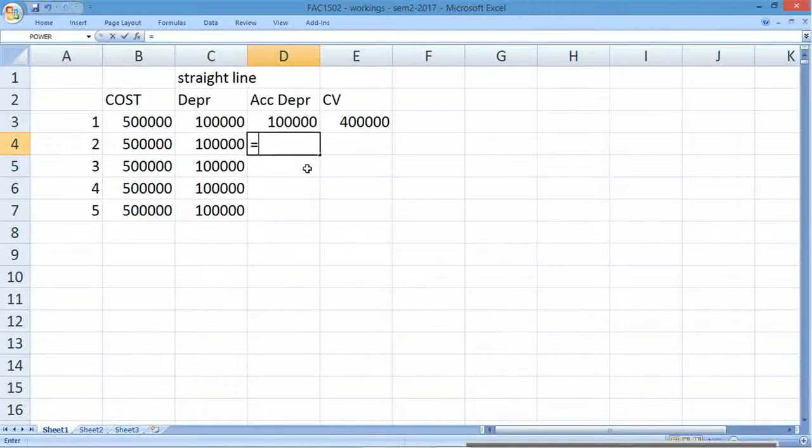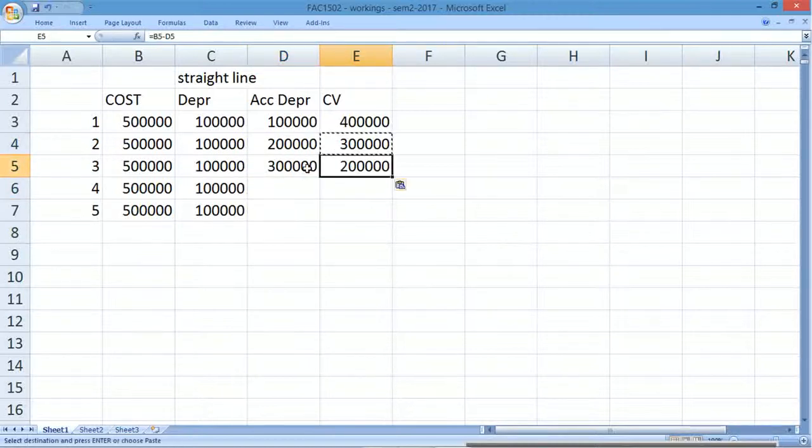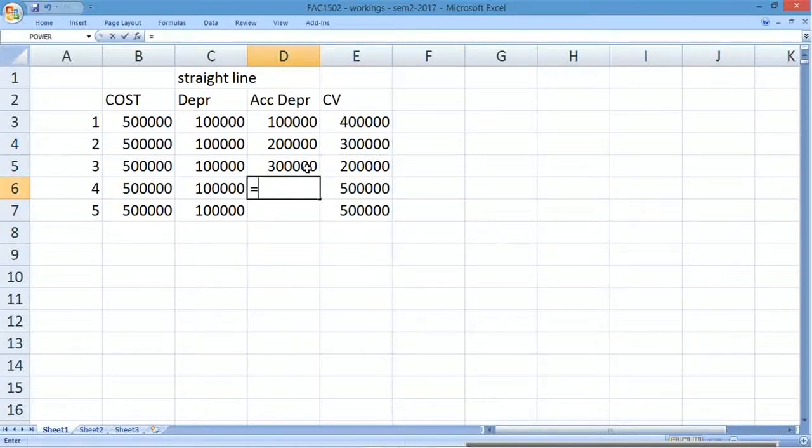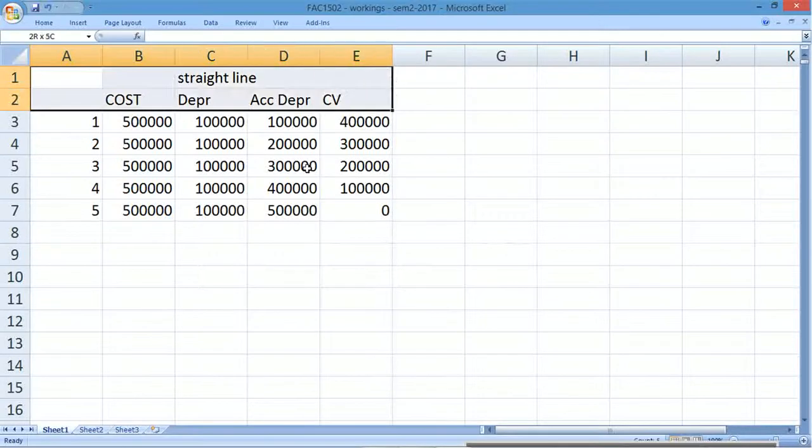What would your accumulated depreciation be for the second year? 200. Yes, so I had 100 to start with last year, plus 100 this year. So my carrying value is now what? 300. Correct. This is easy. How much do I have accumulated for the third year? 300. So carrying value is 200,000. Then 400, and 100, and then 500. Make sense? Yes. Great. So that's the one method.